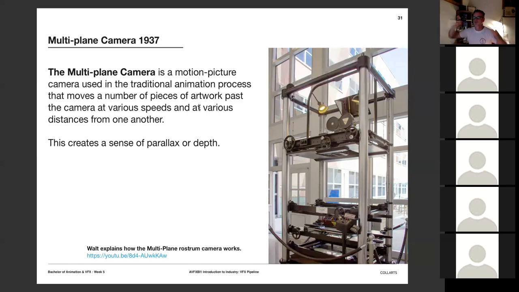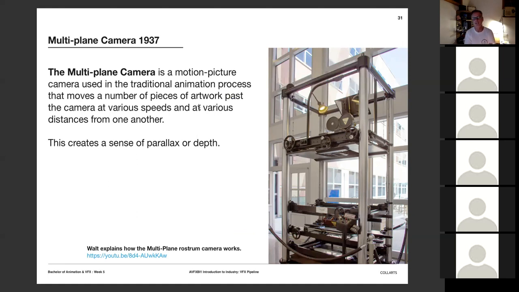And you put it all there and you go click, click, and then you pull all the drawings off and put the next drawings down, click, click, and you assemble the movie. And that's certainly what most of my animation career was around, working in and around those rostrum cameras.